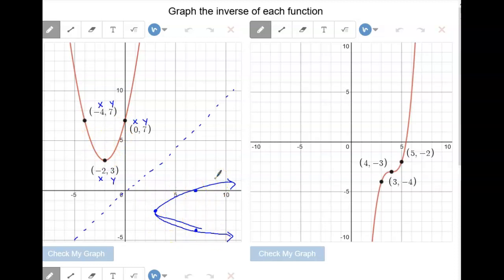Okay, this one's a little bit tricky, so we're going to do a couple of different points than the ones that are listed here. So 5, negative 2 would become negative 2, 5. 3, negative 4 would become negative 4, 3. And 4, negative 3 would become negative 3, 4.